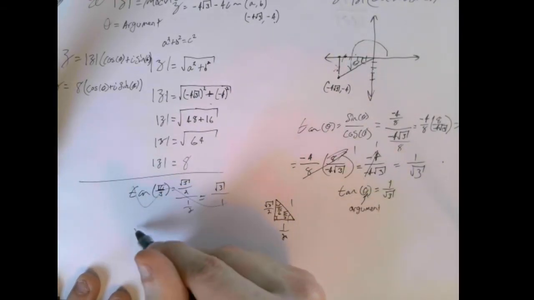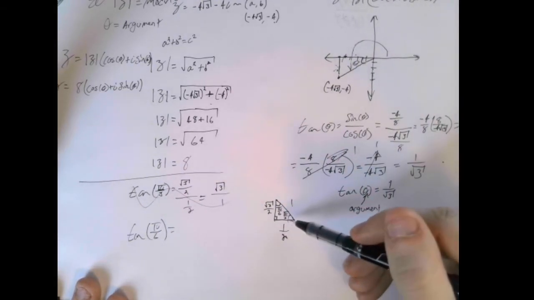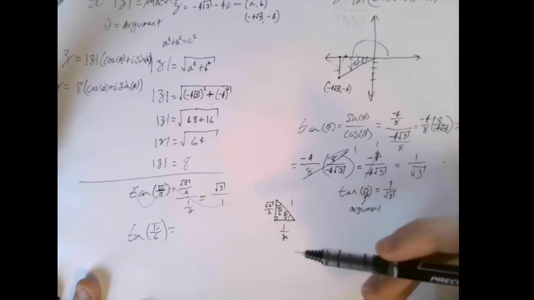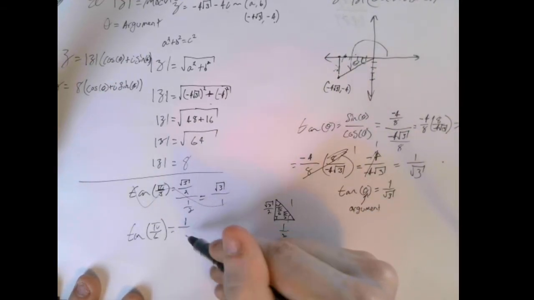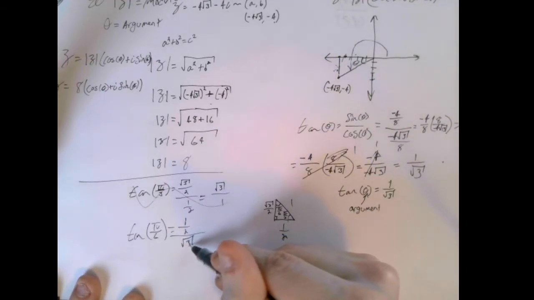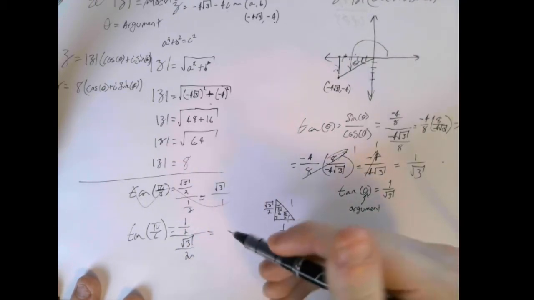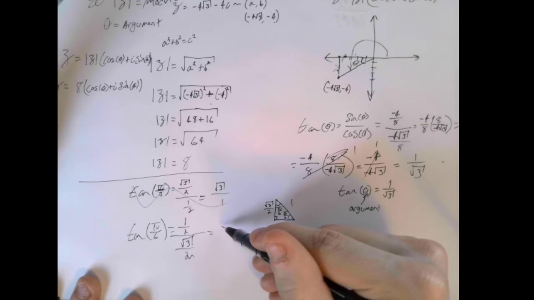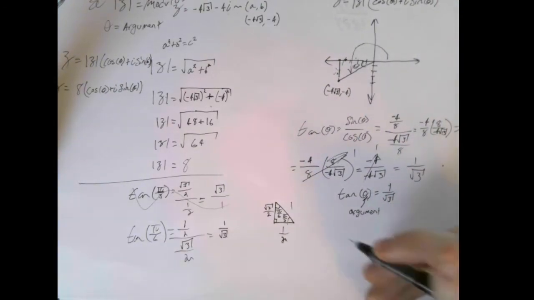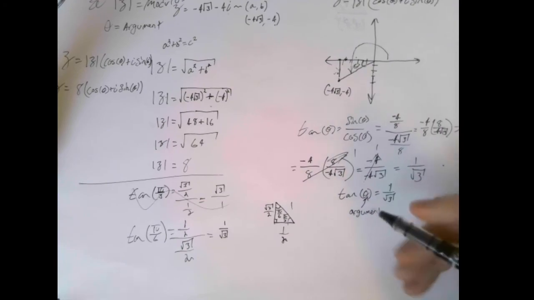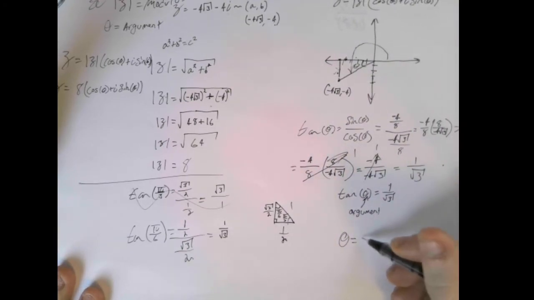So let's try tangent of pi over 6, or 30 degrees. We have 1/2 over root 3 over 2. Flip and multiply, we get 1 over root 3. Is that the same as this? Yes, that is the same as this. So our argument is going to have to be pi over 6. So argument is equal to pi over 6.